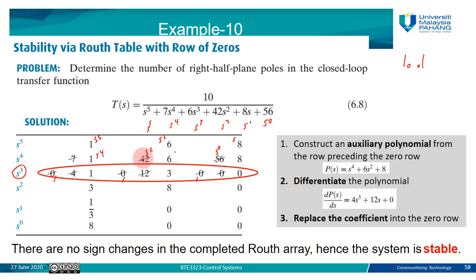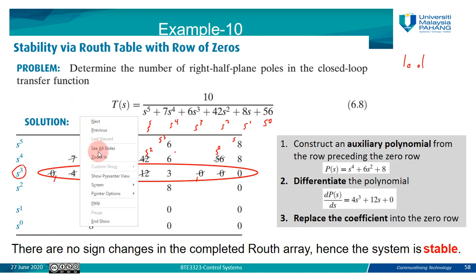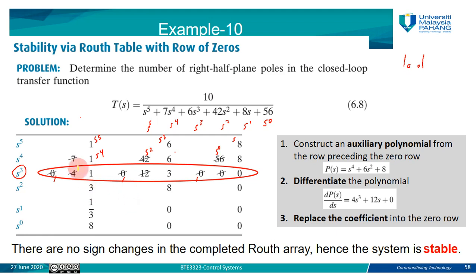We just write the coefficients for these elements. This is the first value we have, the original coefficient values. This one is 7, this one is 42, and that one is 56. These are the original values.